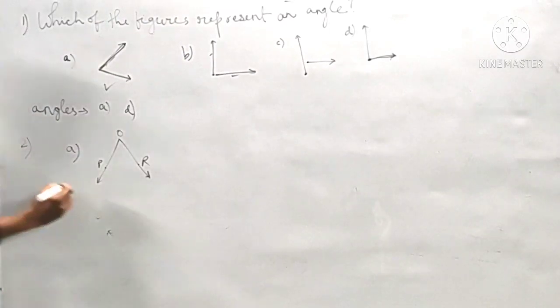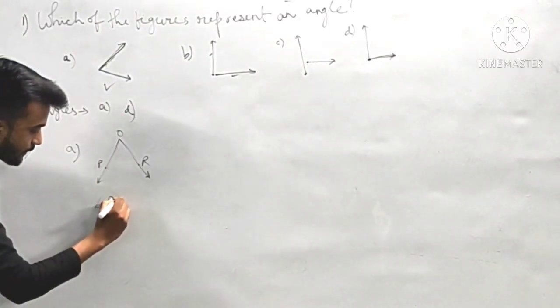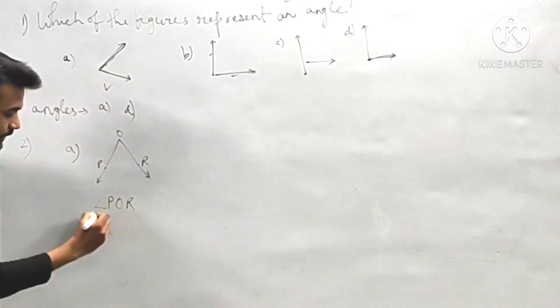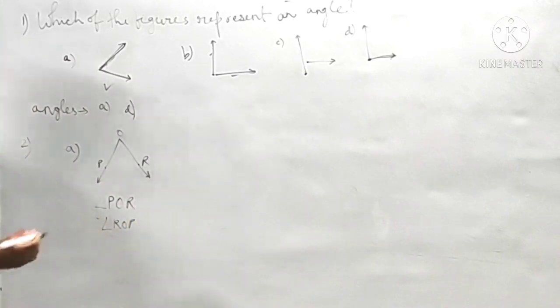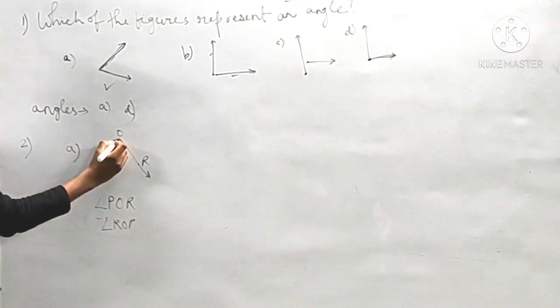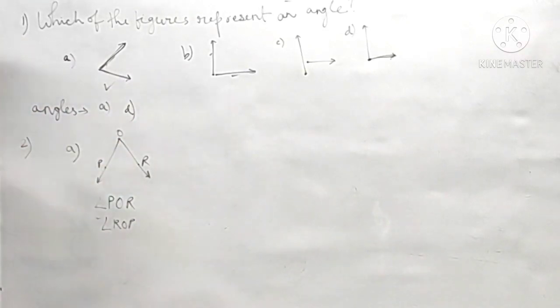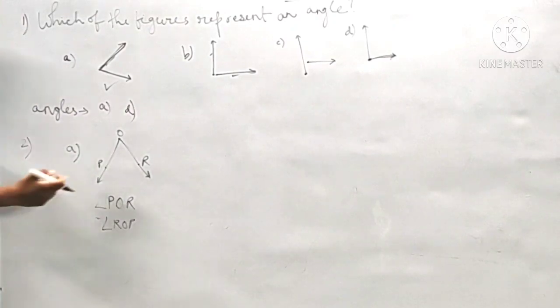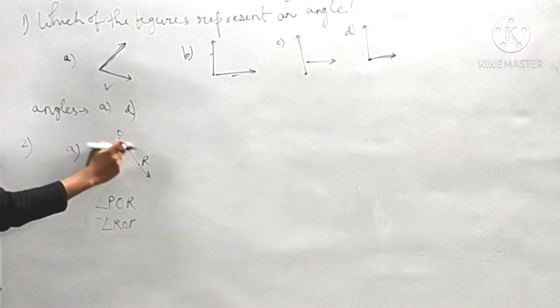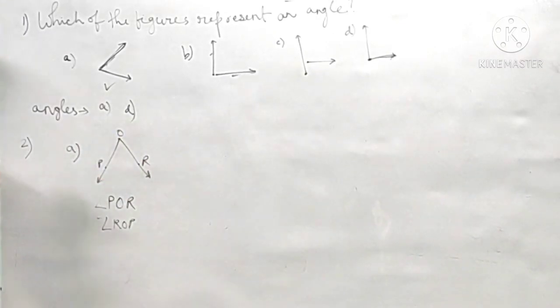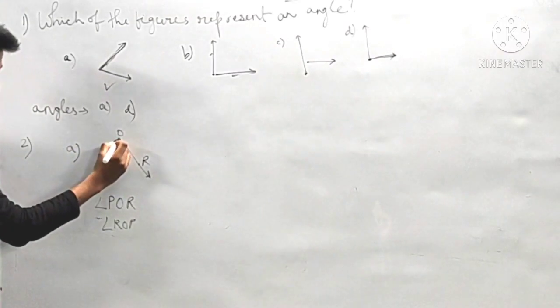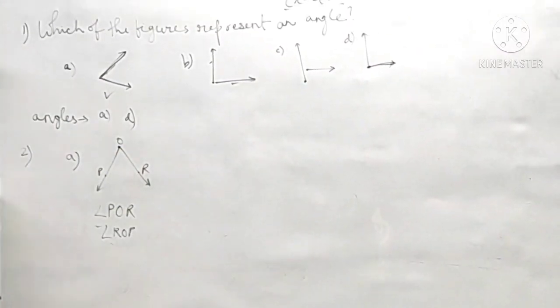You can write here whether it can be written as POR also, or it can be written ROP also. As I said to you, why I have written this: they have a common endpoint O, and the common endpoint should be in the middle of it. The rays can be altered. You can write POR also, you can write ROP also, but the thing is that the common endpoint, that means the vertex, should be in the middle of it.